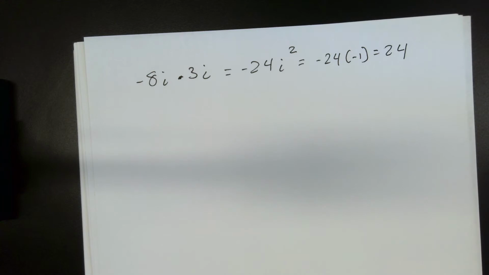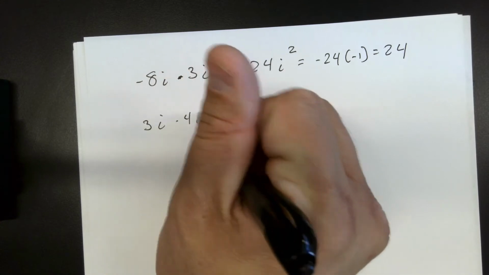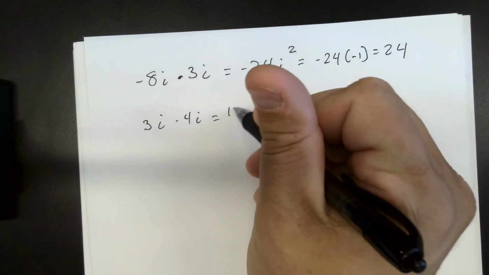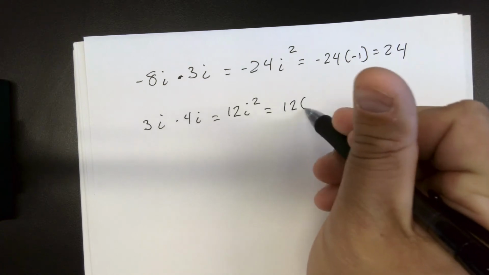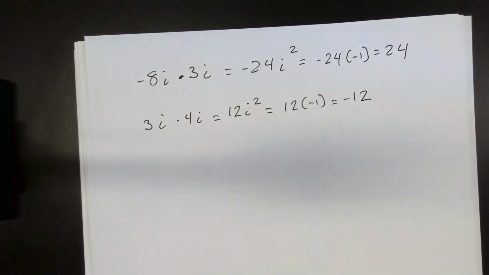Okay, you never leave an i squared as part of the problem. i squared leaves. All right, what about if we had this? 3i times 4i. That would be i squared, 12i squared, which leaves us 12 times a negative 1, or negative 12.